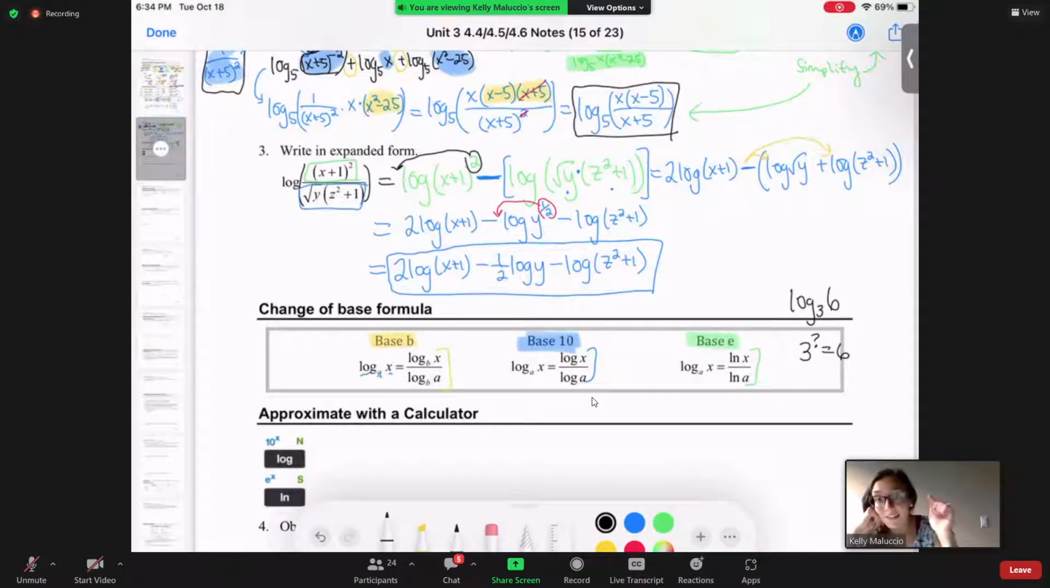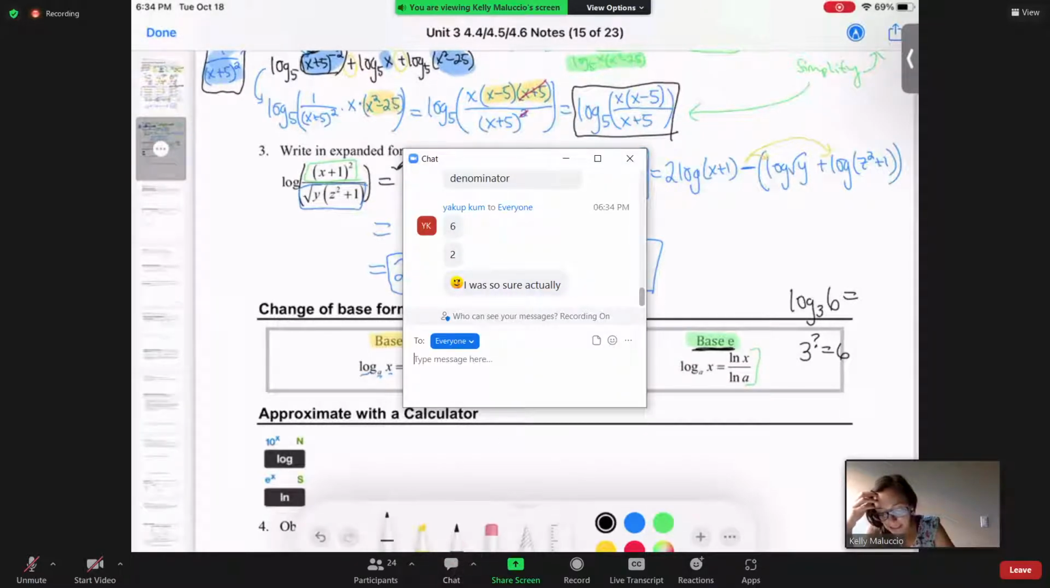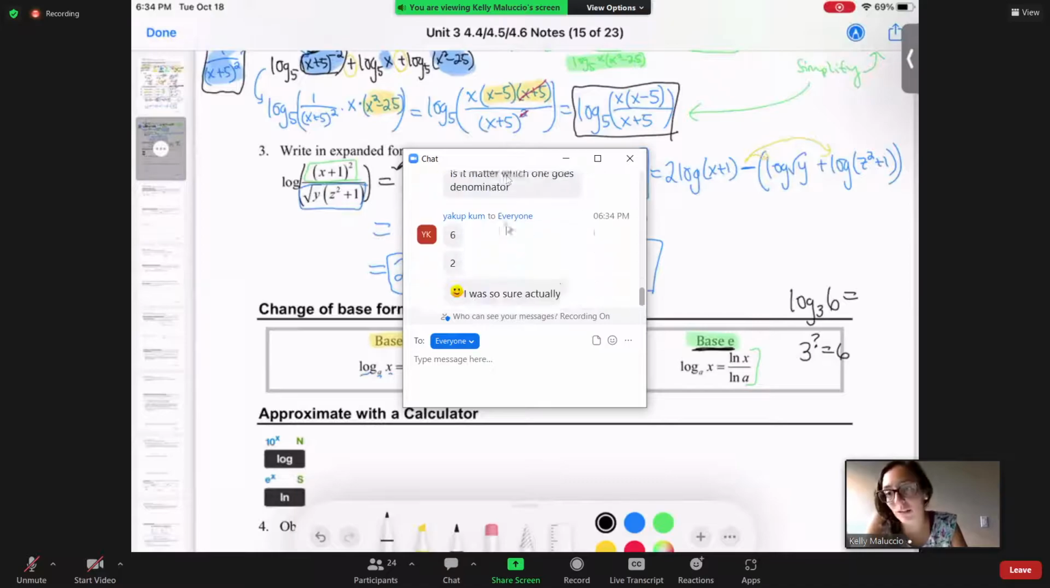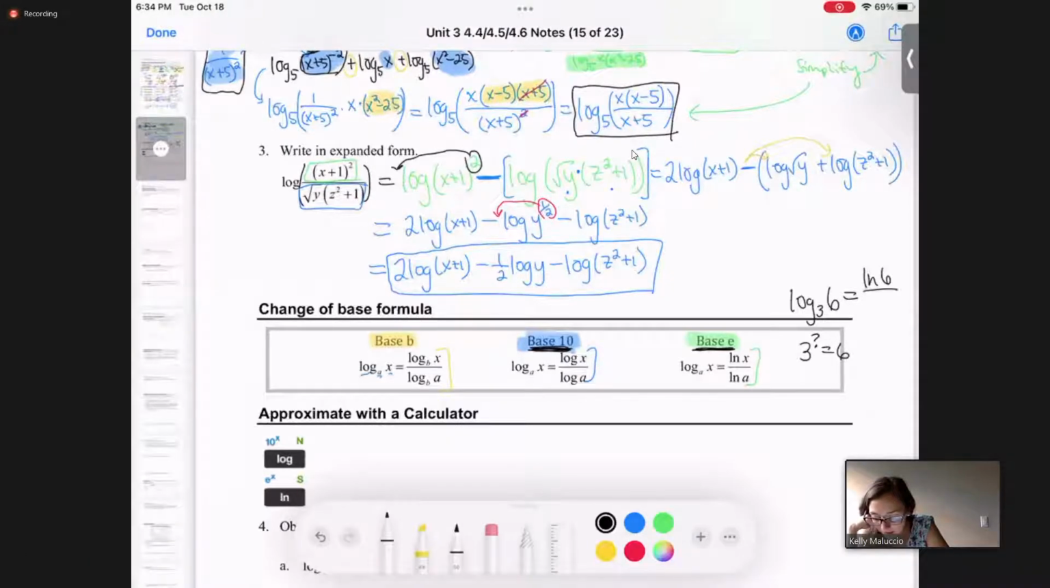Now, if you wanted to find it, you can. I prefer base E, but either of these are better. Base B does not help unless you can solve for it, but I'll explain why. So you can pick either base 10 or base E. Again, I prefer E, but if you like log, that's fine. And you can write ln 6 over ln 3. And if you put that in your calculator, that is the answer.